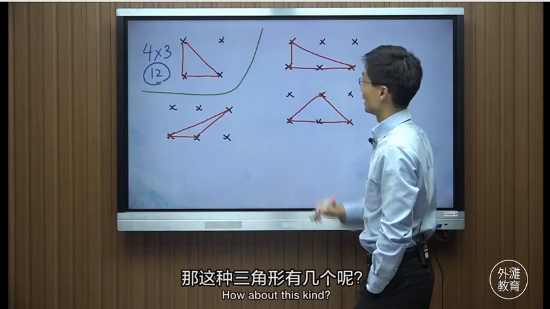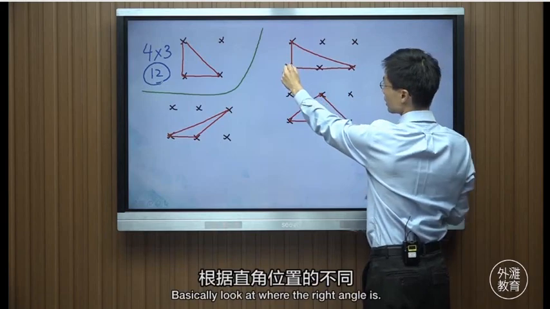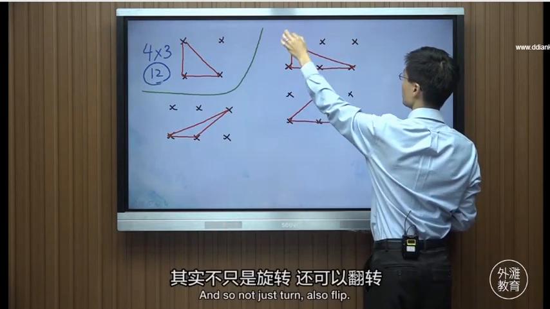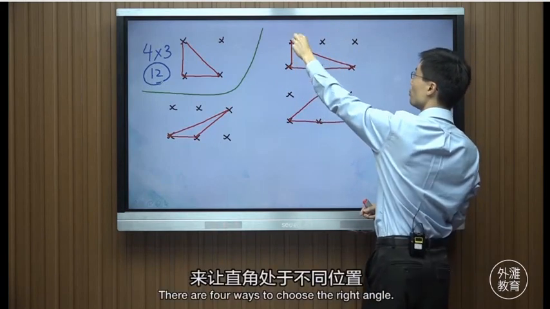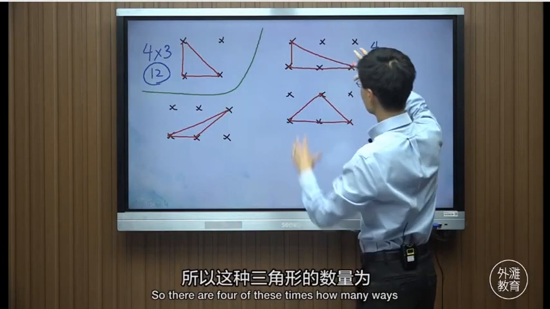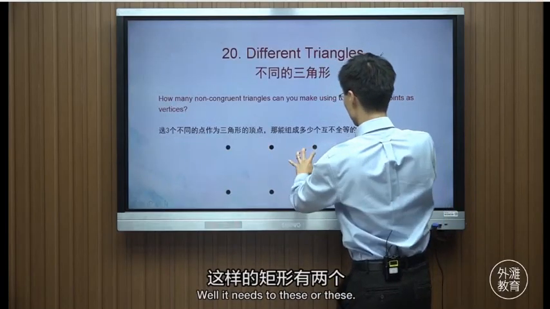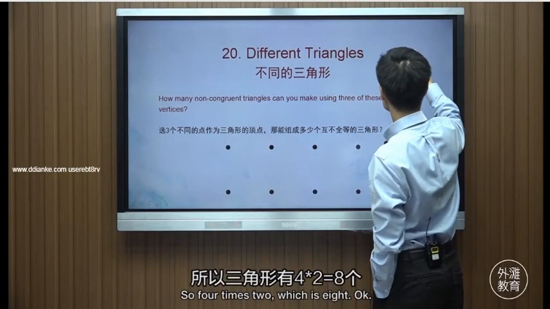How about this kind? Again, if I'm here, there are 4 ways to turn this. Basically, look at where the right angle is. And so, not just turn, also flip. There are 4 ways to choose the right angle. So there are 4 of these times, how many ways can I have 2 things next to each other? Well, it could be these or these. So 4 times 2, which is 8.